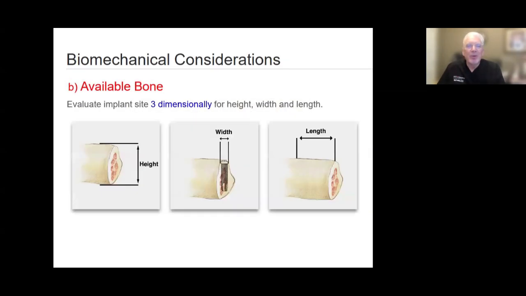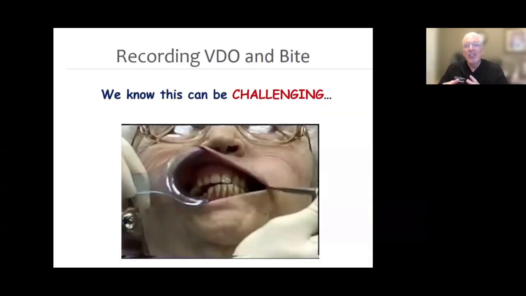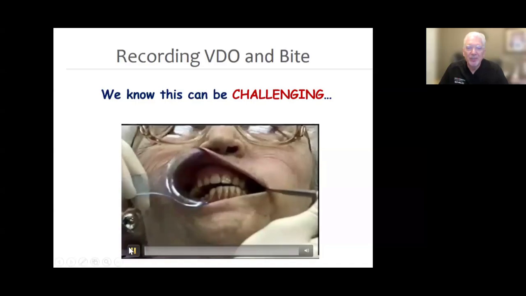Then you have to look at the available bone. Bone is evaluated three-dimensionally: height, width, and length. So look at bone like that. A panoramic image is only going to give you length and height. It's not going to give you that critical third dimension, because when we place implants, we want to see about 1 to 1.5 millimeters of bone around the implant. Now, when we get into recording the video and recording the bite, we know that this is not an easy task to do with these patients.